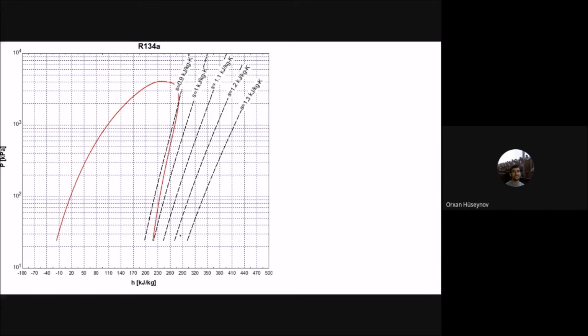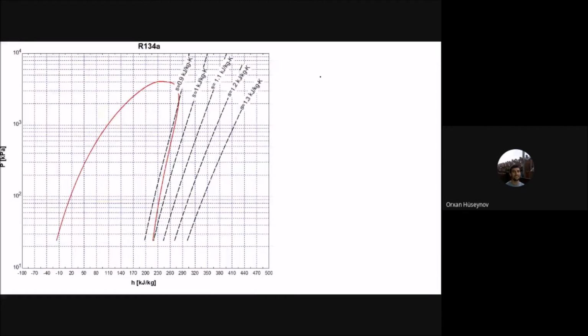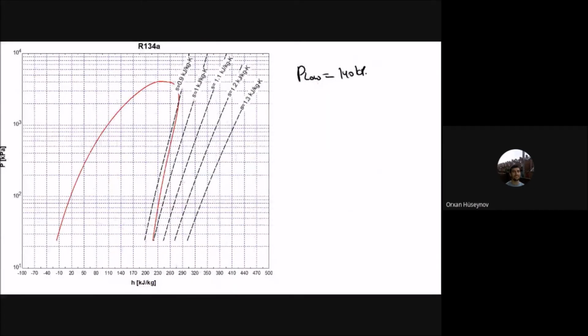For that pressure versus enthalpy diagram, I will do similar stuff here, and then you will have the low pressure. Let me just write it. P low is 140 kilopascal, and P high is 720. So try to find 140. So 100 is there, and 1000 is there. It is 1.4, approximately here. So I'll just start with the 0.1, and then you will have that 720 kilopascal.